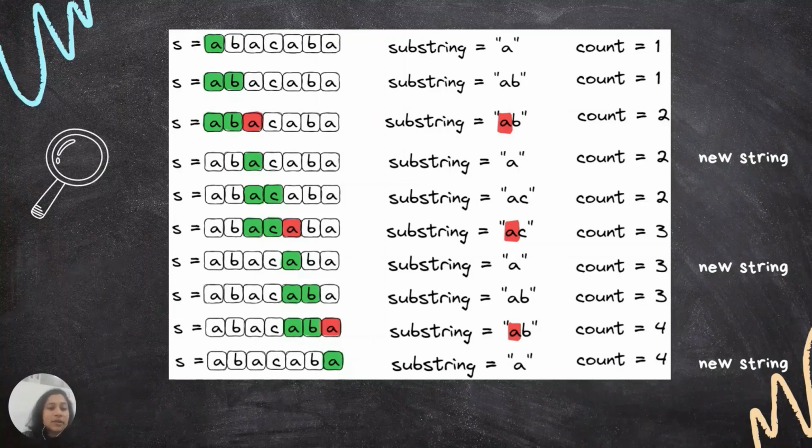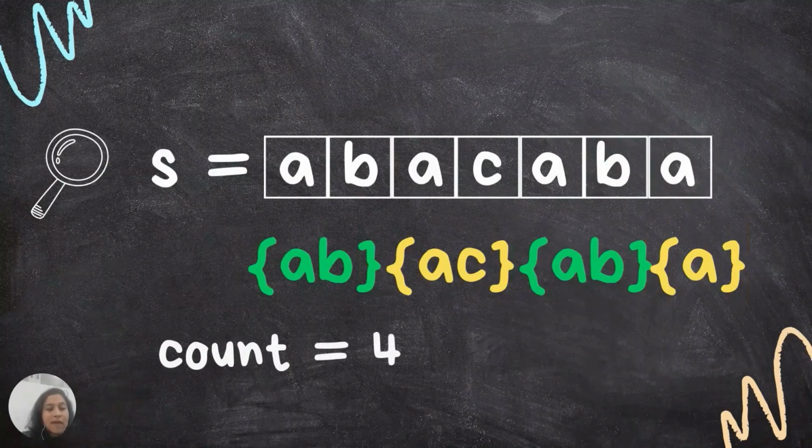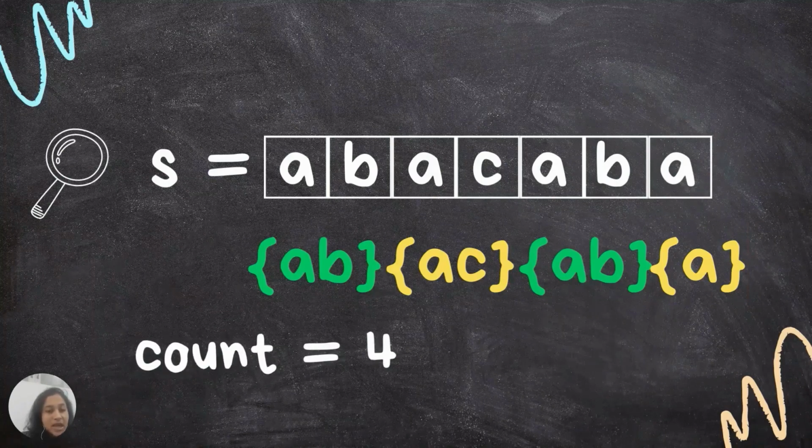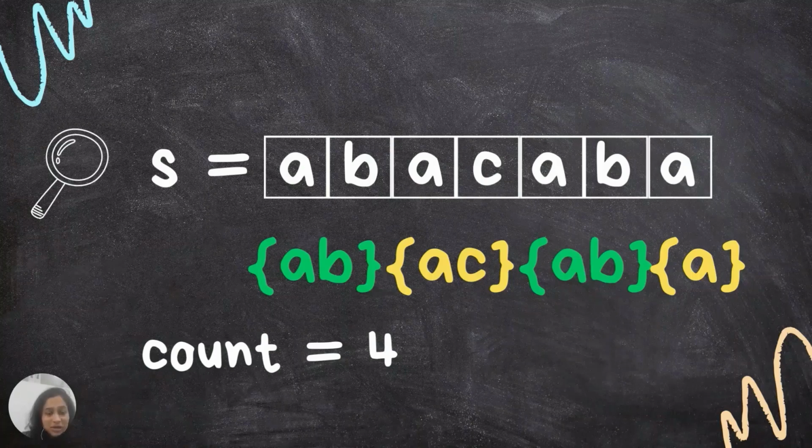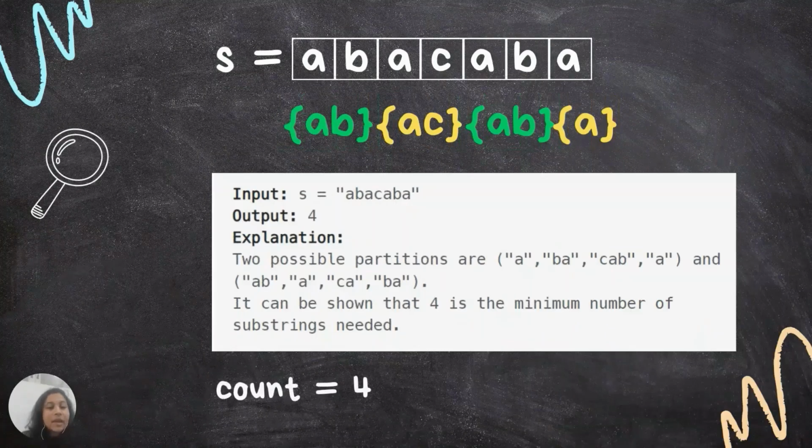You can pause the video and look at this image. So the substrings which we have extracted are AB, AC, AB and A. The characters in each substring are unique. Let's check if our answer is correct. So you can see there are multiple ways of arranging these substrings. What they care about is the minimum number of substrings you have got.